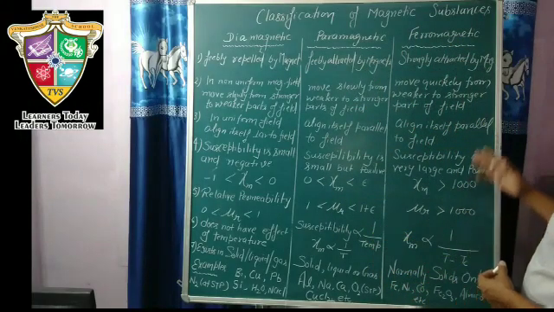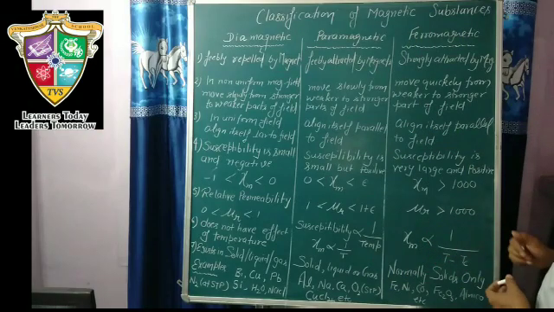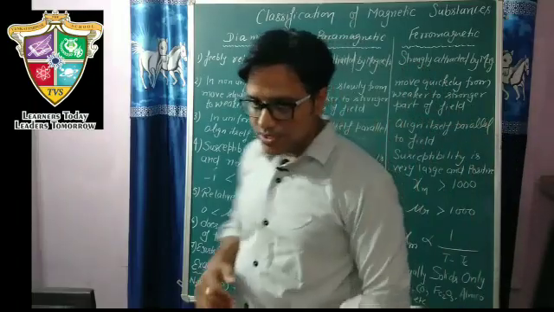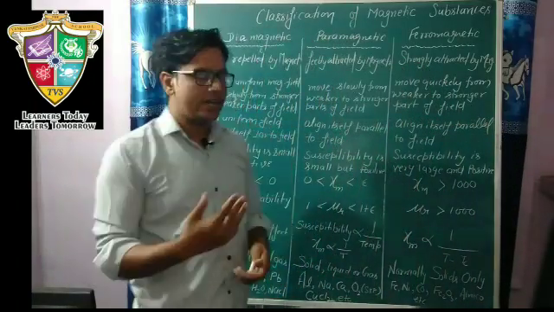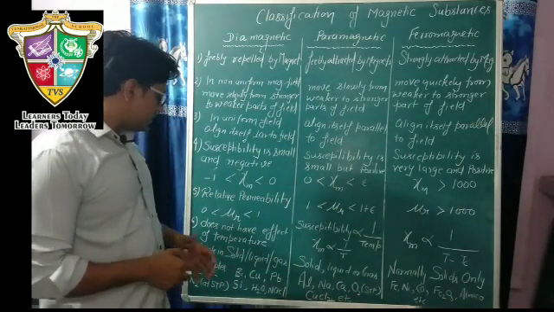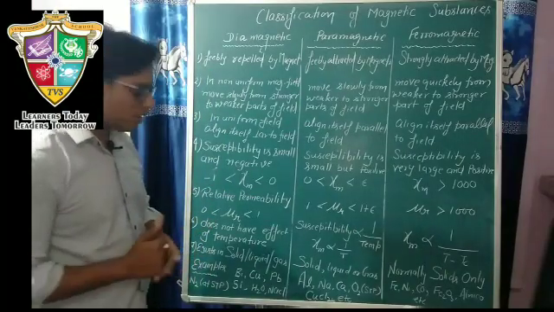And similarly in case of ferromagnetic, chi m is proportional to 1 upon T minus Tc. This Tc is known as critical temperature. We will discuss critical temperature and Curie law in the next class. Now the next property of diamagnetic substances is about their physical nature.